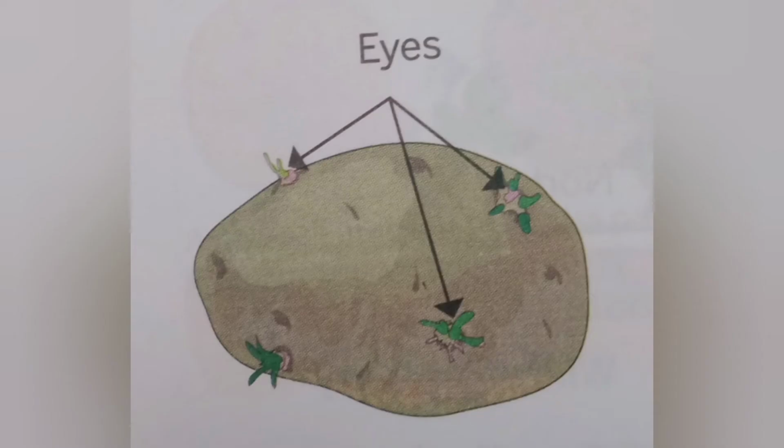The first one is tuber. In a potato, if you leave it for a few days, you will observe small green colored shoots on its surface. These are called eyes. If a piece containing an eye is cut and planted in the soil, it develops roots and shoots which give rise to a new plant.